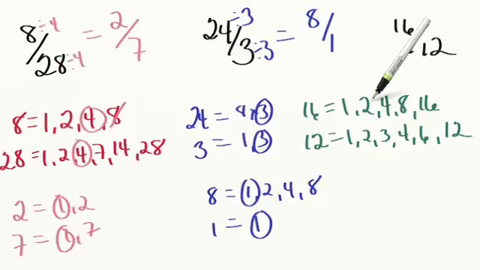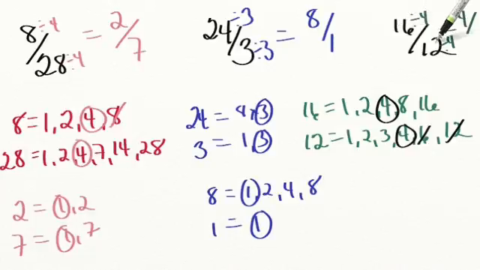Let's see. Does 16 have a factor of 12? No. Let's look at 6. Does 16 have a factor of 6? No, it does not, so let's keep moving. Does 16 have a factor of 4? It does, so that means that the greatest common factor is 4. Now we can move on to step 2. We need to divide 16 and 12 by our greatest common factor, which is 4. So 16 divided by 4 equals 4, and 12 divided by 4 equals 3.